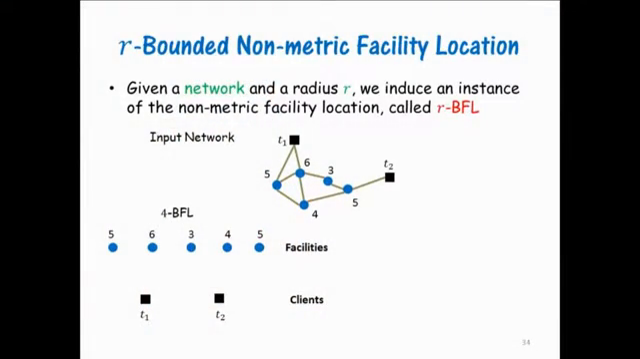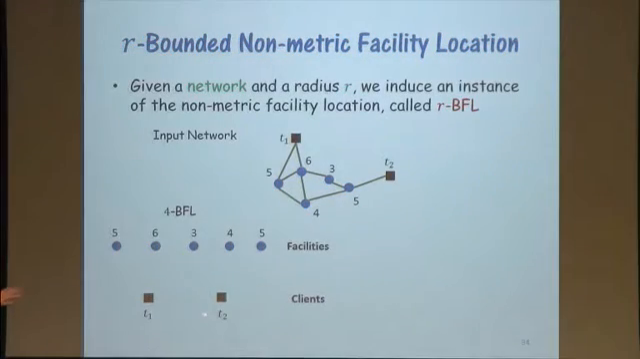So, given a network and a radius r, I'm going to introduce an r-bounded facility location instance, which I just call RBFL, in the following way. For example, let's say I'm trying to make a 4-BFL instance. For every terminal here, I'll put a client, and for every other vertex, I'm going to put a facility. The cost of opening a facility would be simply the cost of that vertex.